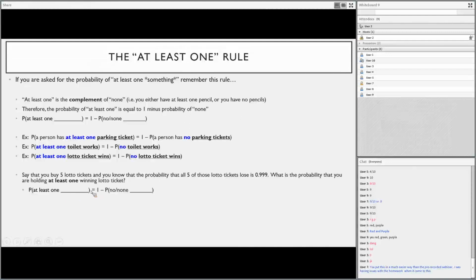So for this formula, again, that's the same one we have up here and the same one that you wrote down and are planning to commit to memory. All we have to do is take this formula that we know and fill in the phrase that we're looking for into both of the blanks. Now, again, we were asked to find the probability of getting at least one winning lotto ticket. So I can fill in the phrase, at least one lotto ticket wins, or winning lotto ticket, or however you want to phrase it, is equal to 1 minus the probability that no lotto tickets are winners.